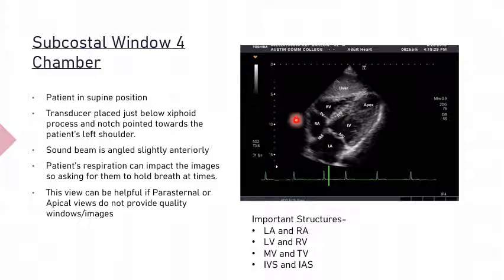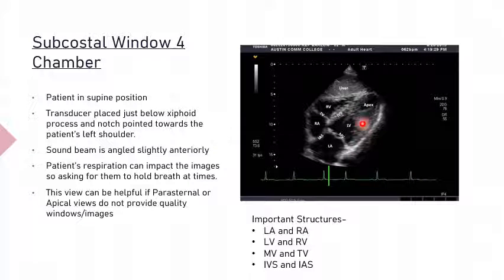You'll have the patient in supine this time on their back. And you can have them turn their head to the left and sometimes raise their knees up if that helps. And you'll place the transducer below the xiphoid process, the lowest point of their sternum, and you'll angle the sound beam slightly anteriorly. And make sure to pay attention to the patient's respiration because this can affect your view because of the diaphragm down there.